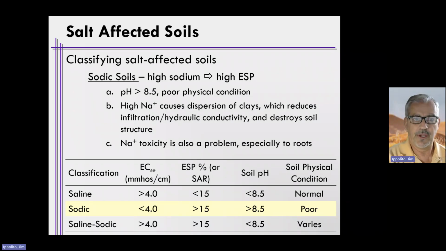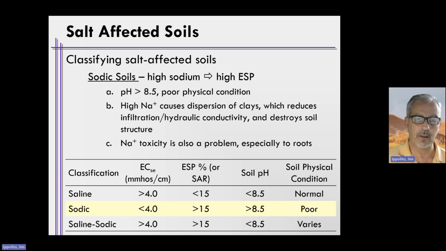Let's continue the conversation about classifying salt-affected soils, but in this video, let's focus on sodic soils. Sodic soils are simply soils that contain high sodium concentrations, expressed as a high exchangeable sodium percentage or a high sodium adsorption ratio. So first of all, these soils typically have pH values above 8.5, and the soil condition just looks poor.